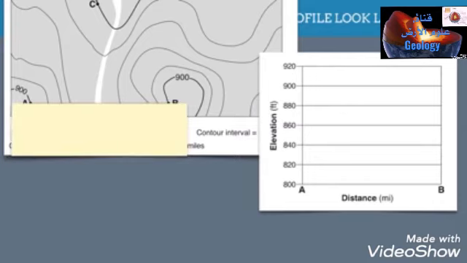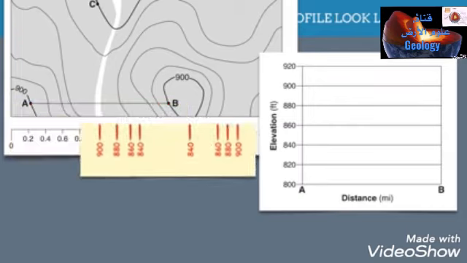And so what we can do is line our scrap paper up with the line that we're drawing a profile along. And we're going to mark anywhere a contour line crosses our scrap paper, like so. Notice I did not mark the stream, just the contour lines. And I labeled each one with the elevation of that contour line.